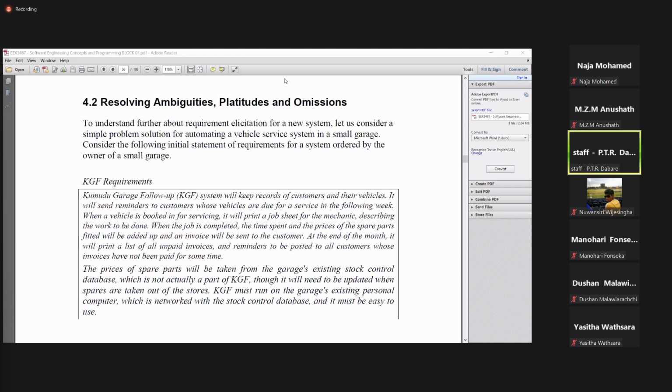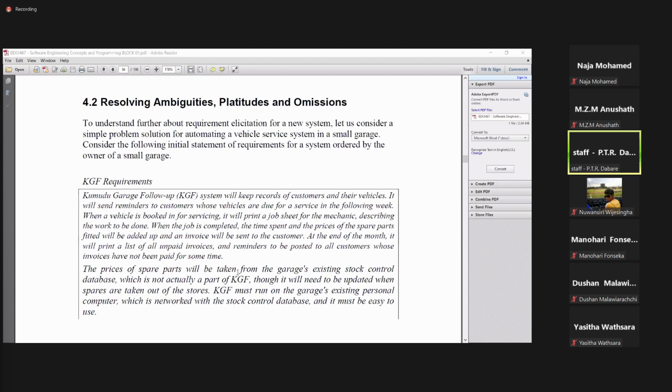From the software system, this is what we expect, or this is what is actually happening. No? They keep records of their customers and vehicles, and they send reminders. Job sheets will be printed. These are the functions of the system.